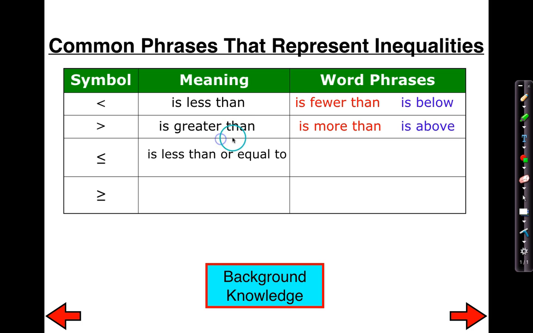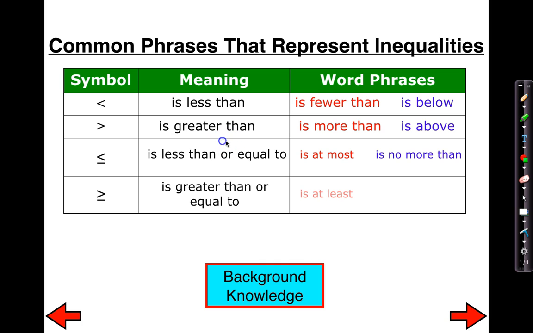Less than or equal to might be words such as is at most. That tends to be a very common one that students misunderstand. Also is no more than. Greater than or equal to, you might hear words like is at least or is no less than. So keep this table handy just in case you do come across some words that you're not quite sure about. Please refer back to this chart.